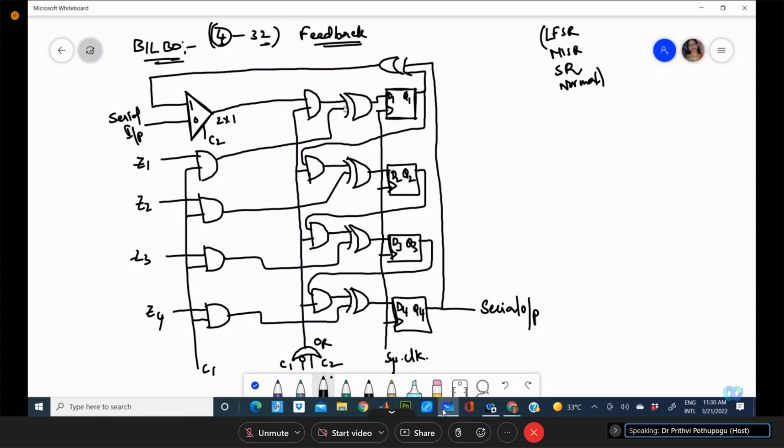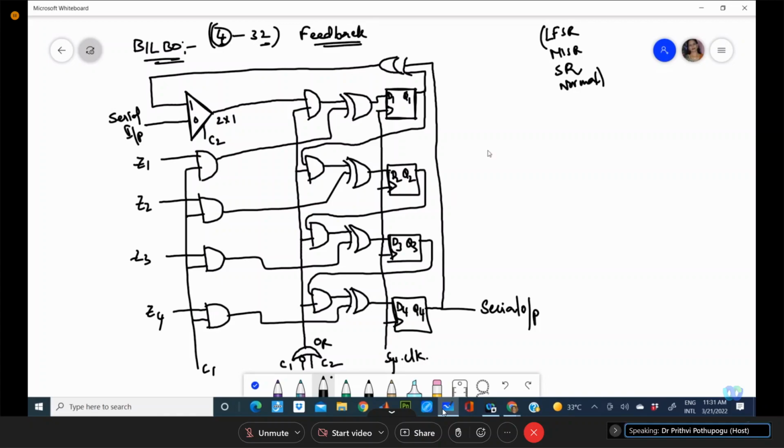That means these two inputs will be applied, which means that is your multiple input signature register. When there is a feedback path along with the system response taken onto your XOR, that is a multiple input signature register. Without this, if you connect, it will be a normal feedback LFSR. Without Z connected to your D1 to D4, it becomes an LFSR. Else it will be Z1. If these both are not connected, it becomes a normal operation.